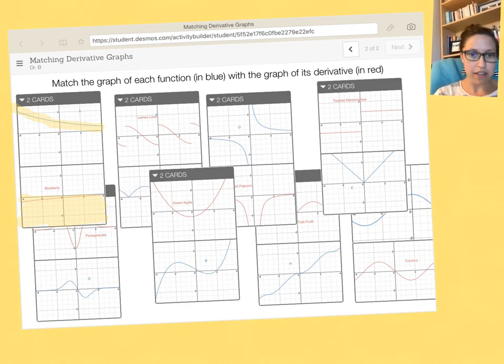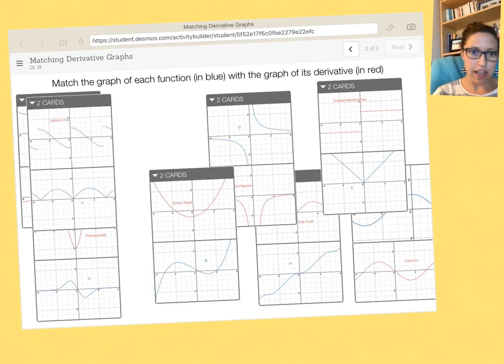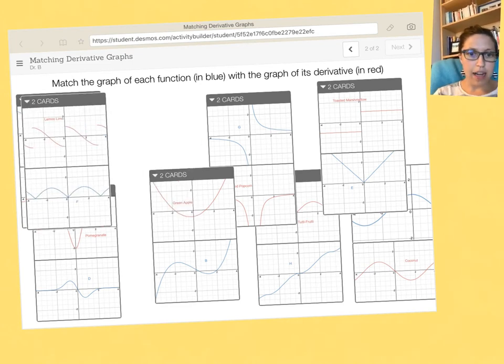Okay, all right, let's clean that up a little bit and see if I can figure out how to move on to the next one. Ooh, it's gonna be fun. I want this one to show up on top. Yes, there we go. Okay.